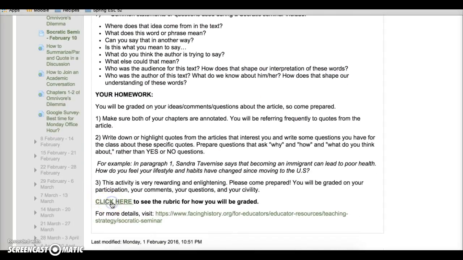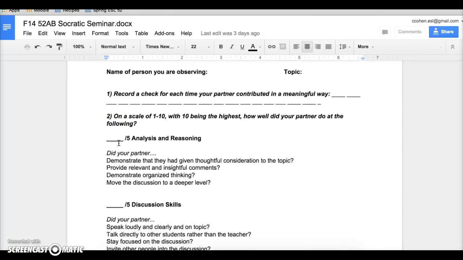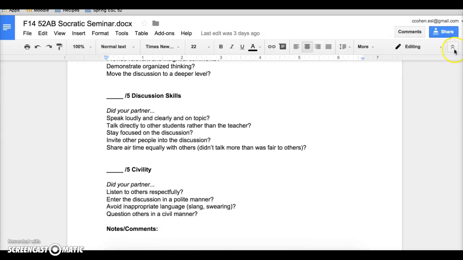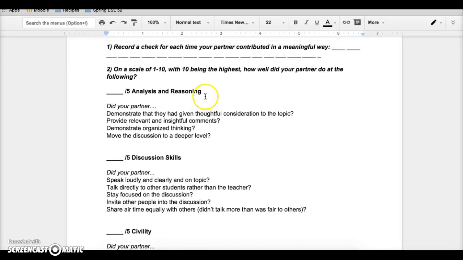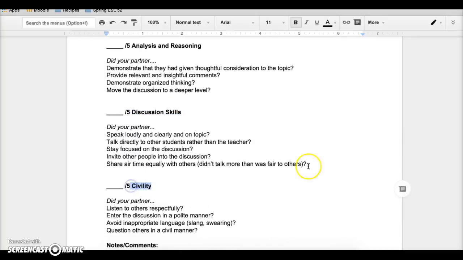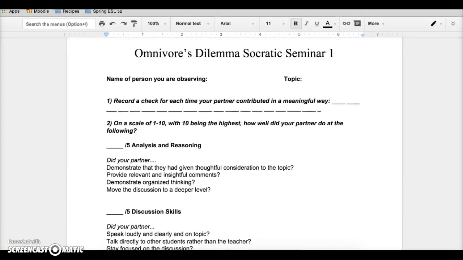And here's the rubric. Everybody will be getting a copy of this paper. Remember, I mentioned that the outer circle will be grading the inner circle. So these are the criteria. You're going to be graded on your analysis and reasoning, your discussion skills, and your civility. Take a look at this, and we'll also be discussing this before we start the seminar in class.